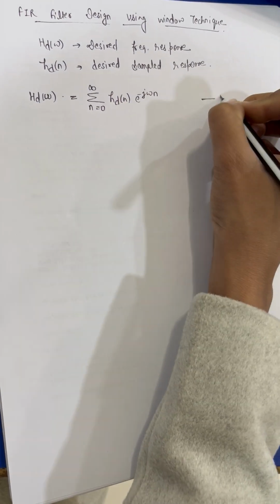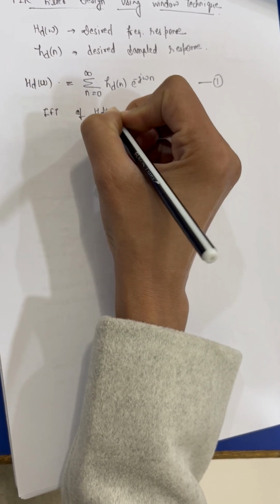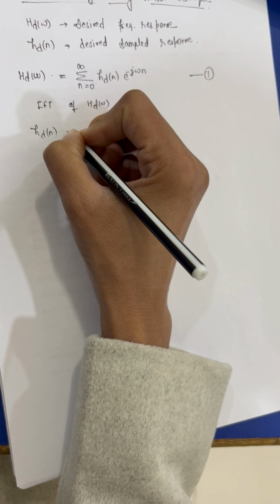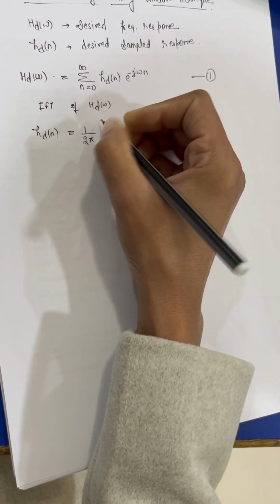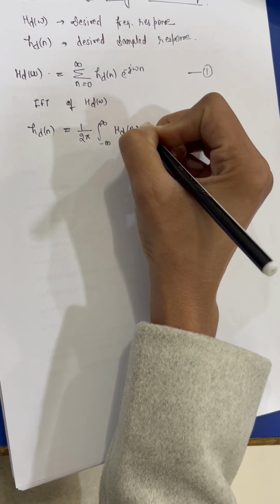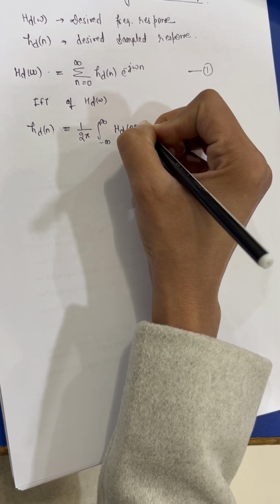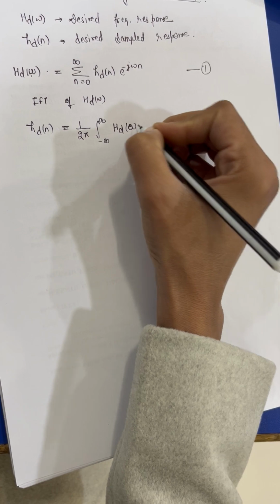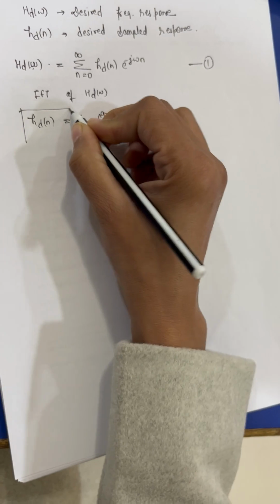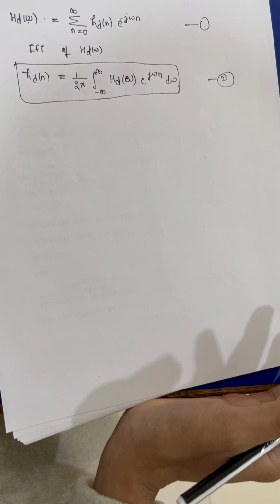If we take the inverse Fourier transform, that is IFT of H_d(ω), we will get h_d(n), that is the desired sample response, given by 1 upon 2π, integral from minus infinity to infinity of H_d(ω) e to the power jωn dω. These two equations are very important, so we have to learn these equations.